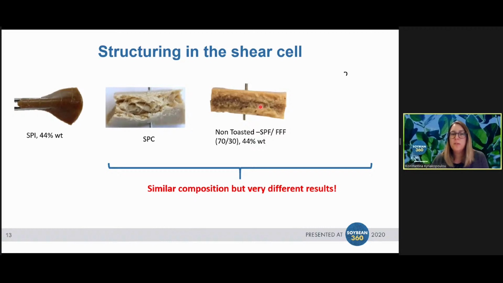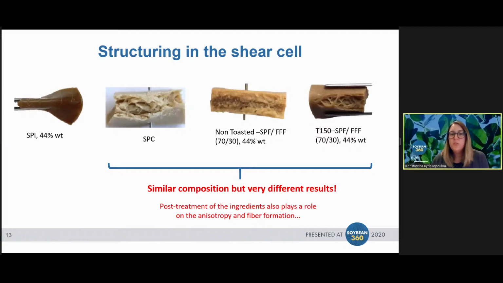What we decided to do was to toast our ingredients. So we applied a heating step after the fractionation, and we used this material and saw that fibers started to appear. So even if you have exactly the same composition, this doesn't guarantee that the product will work. But with small treatment steps, like post-treatment by heating, you can create functionality that yields the desired fibers.